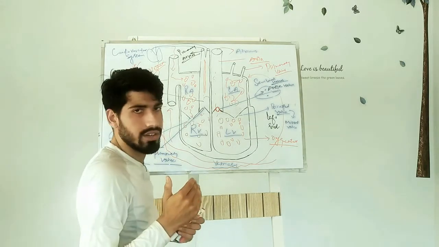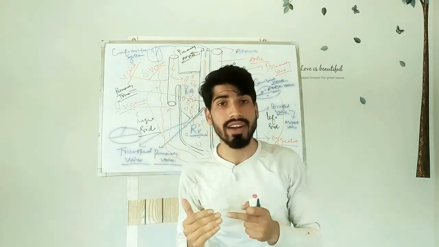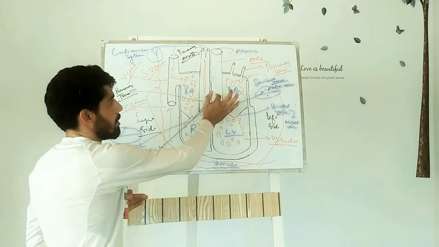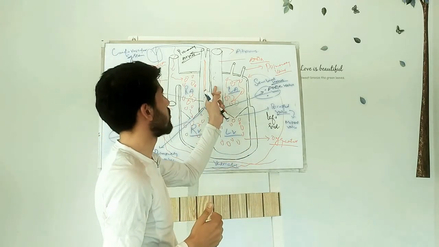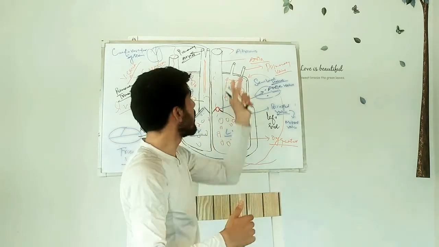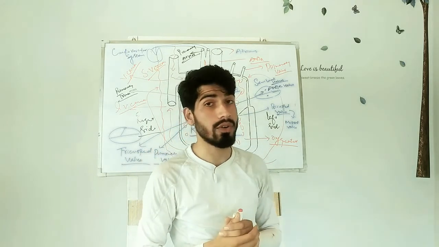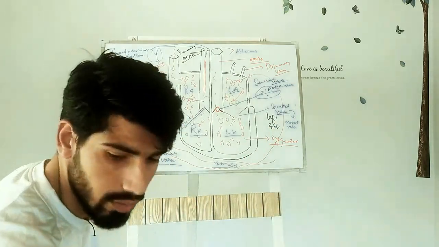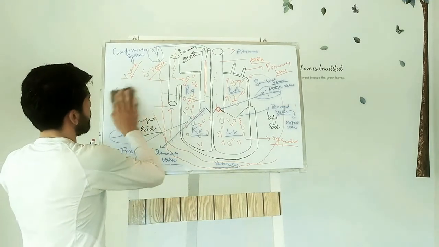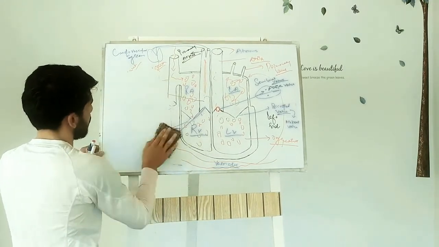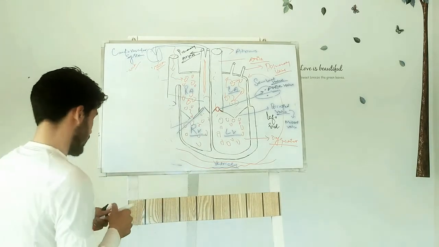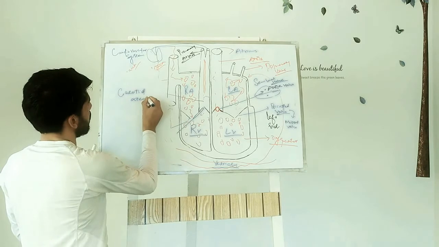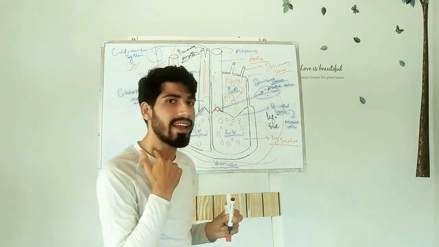The first one is the carotid artery, which provides blood to the neck and head. When the left ventricle contracts, the blood flows through the aortic valve into the aorta, and from the aorta to the rest of the body. Let me write it here so you will not be confused about it. The first one is the carotid artery, which provides blood to the neck and head.